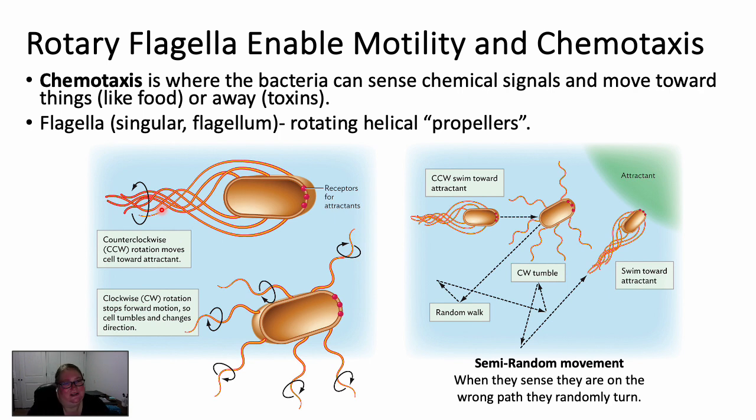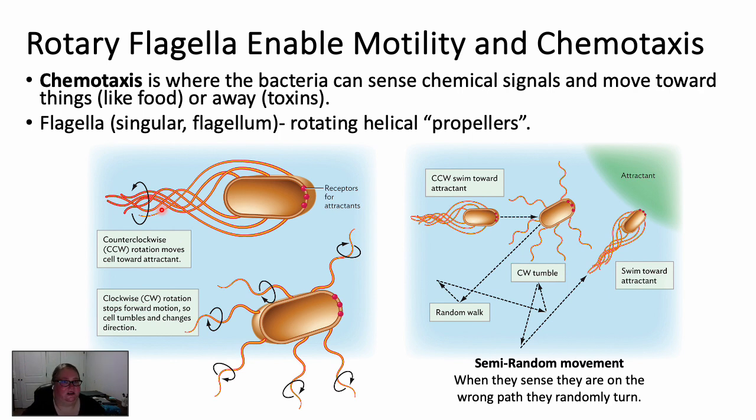Now, when a bacterial cell wants to change directions, it has to change the direction the flagella are moving. Okay, so it's going to kind of stop, and it's going to start rotating its flagella in the opposite direction. So it's going to be going in the clockwise direction. Okay, so when it starts moving in the clockwise direction, it's going to cause the bacterial cell to do what we call a tumble. Okay, so the cell's going to tumble and it's going to change direction.